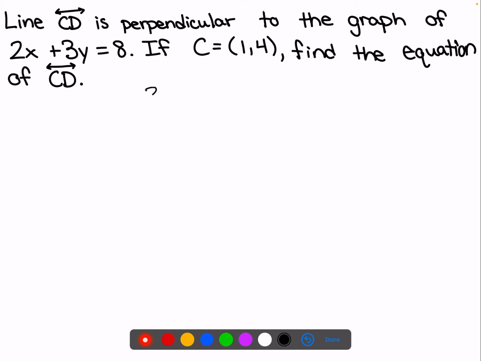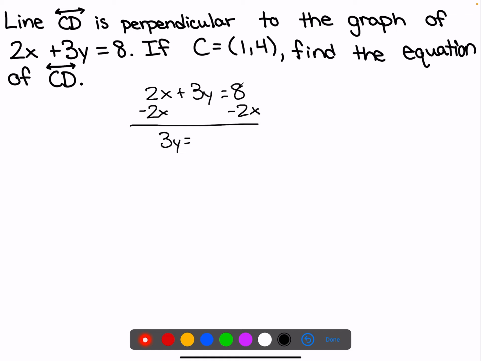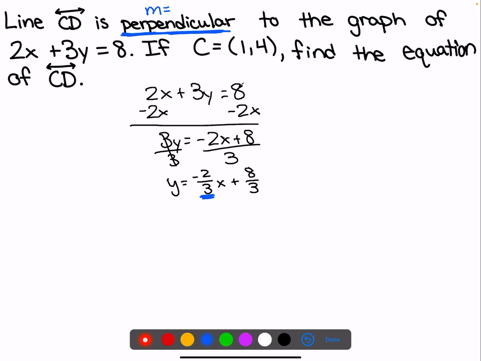So I'm going to solve my equation, 2x plus 3y equals 8, for the variable y. So I subtract 2x from both sides, left with 3y equals -2x plus 8. And I divide both sides by 3, giving us y is equal to -2/3 x plus 8/3. So again, we're worried about the slope here. Our slope will be perpendicular. So therefore, our slope is equal to positive 3/2.